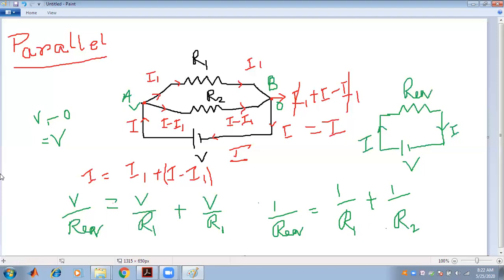This is the value of the equivalent resistance of the parallel connection. The equivalent resistance can be written as R equivalent equal to the multiplication of the two resistances, R1 into R2, divided by the summation of the two resistances, R1 plus R2. That is the multiplication of the two resistances divided by the summation of the two resistances.